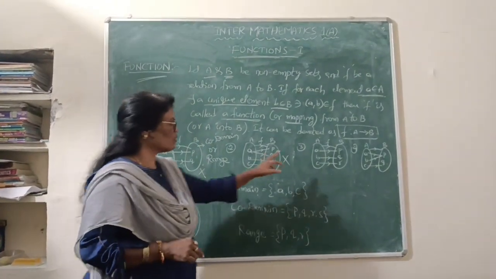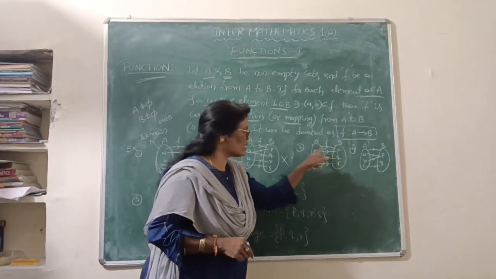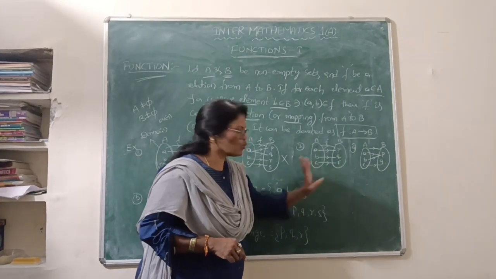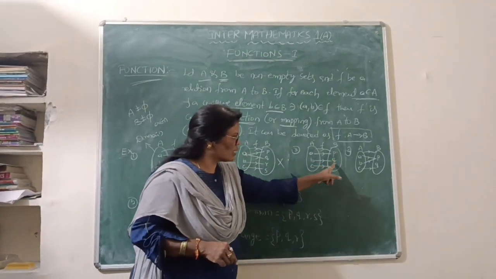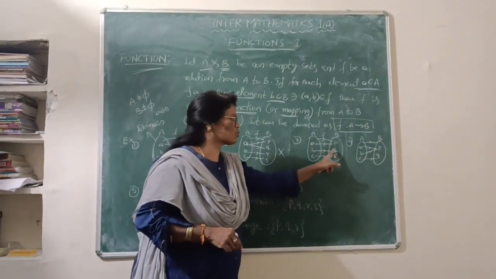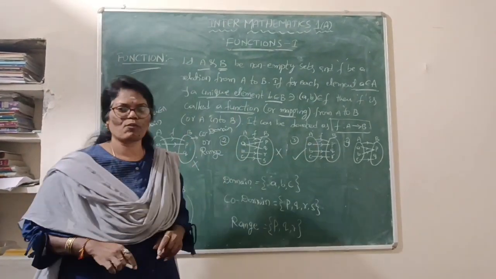And what about the third example? Third example: F from A to B. a, b, c are the elements in A and B contains p, q, r. But in this case each element has an image. Each element has one image. So this is nothing but a function.